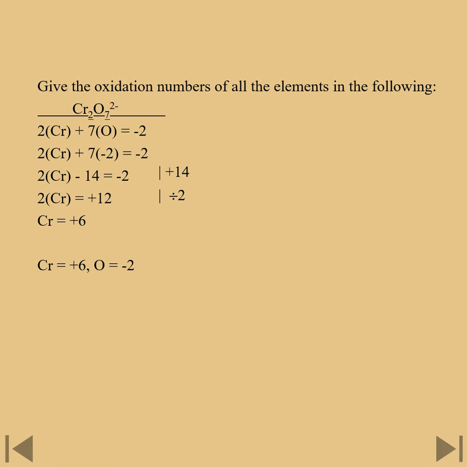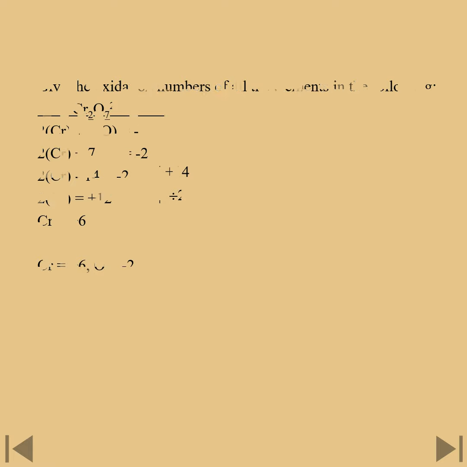And you've noticed how I do my algebra. I put a bar, and then what operation am I doing to both sides of the equation? So you see we've added plus 14 to both sides in that previous step, and then the one after that we divided both sides by 2.